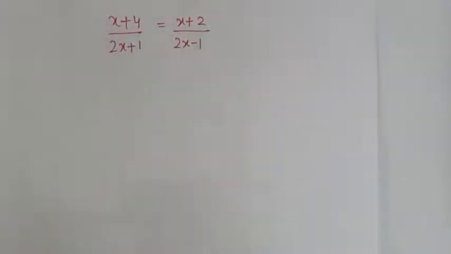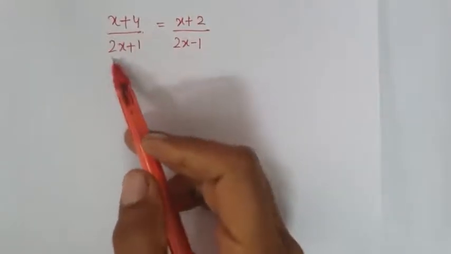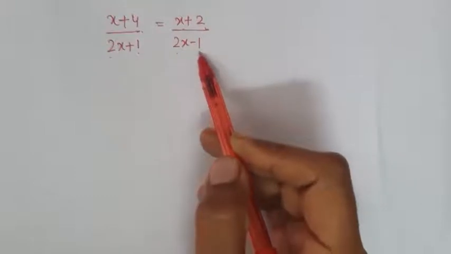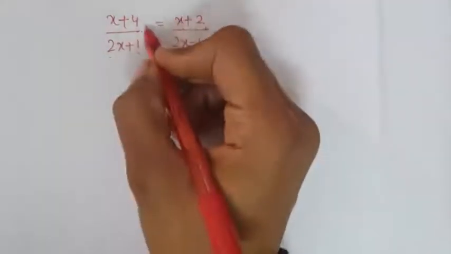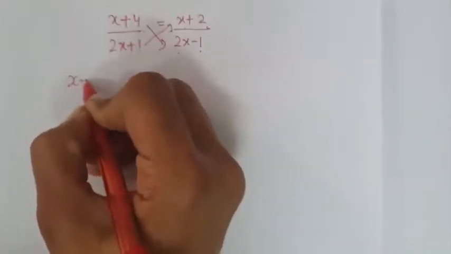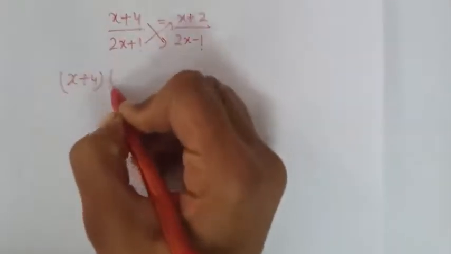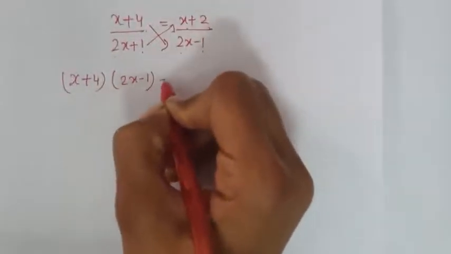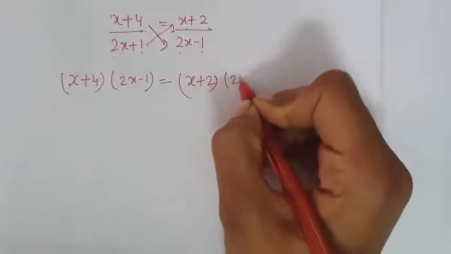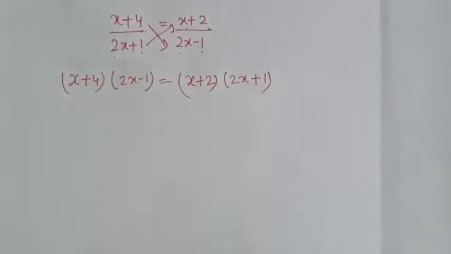Now the next question is (x plus 4) upon (2x plus 1) equals (x plus 2) upon (2x minus 1). First of all, do the cross multiplication. (x plus 4)(2x minus 1), (x plus 2)(2x plus 1). Now we have already done in the previous lessons how we can multiply the two brackets.